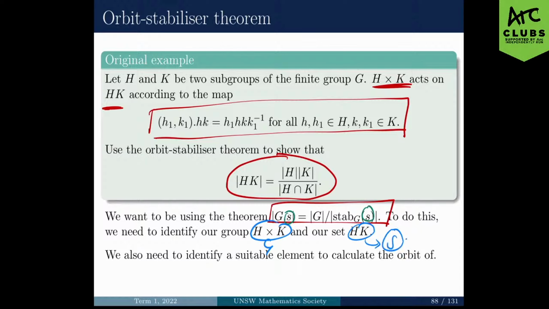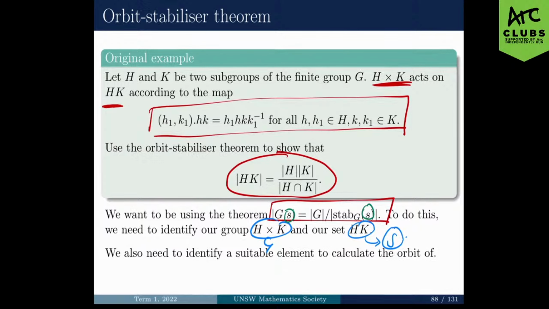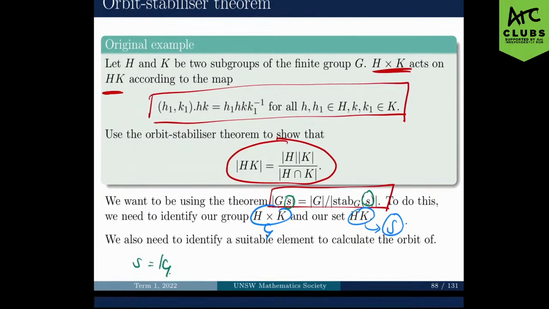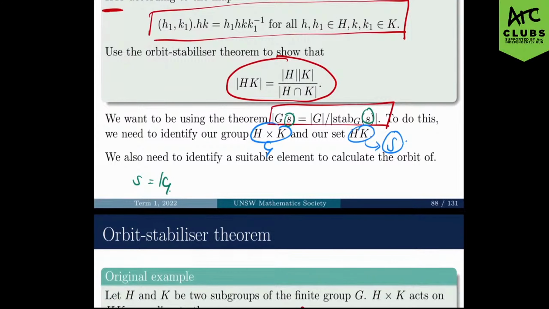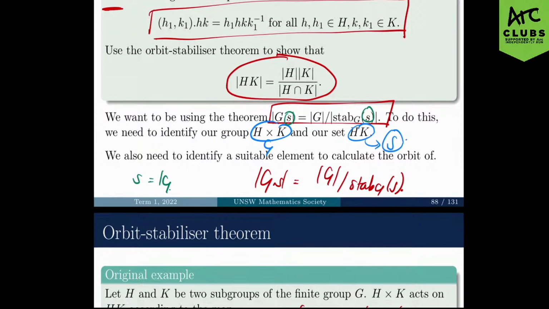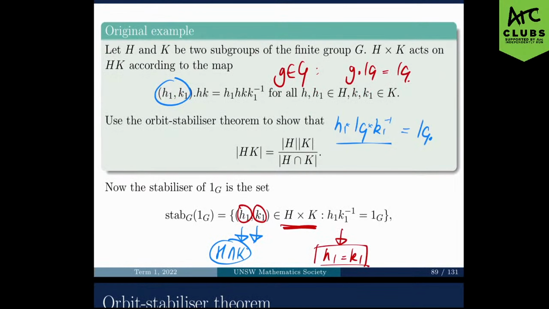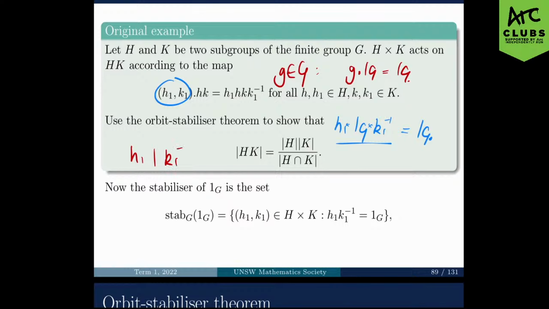Now we want to apply this to a certain element S, and a really nice element to use is the identity element. So S equals 1G. If we take S equals 1G, then we can think about this theorem in terms of 1. So then we have to calculate the orbit of 1 and the stabilizer of 1. Think about the stabilizer of 1. Basically you sub it in: it's the set of all elements in H times K such that h1 times 1 times k1 inverse is equal to 1 itself.